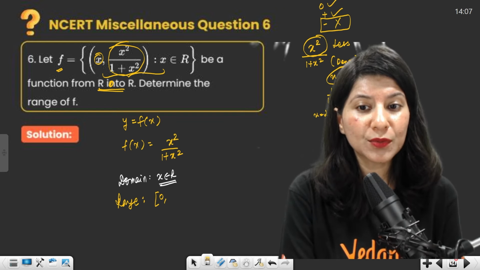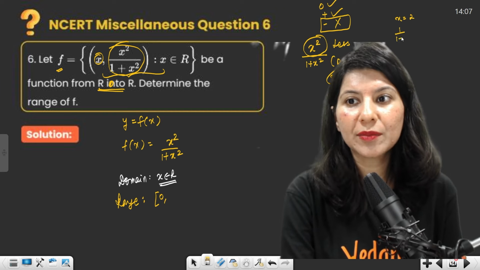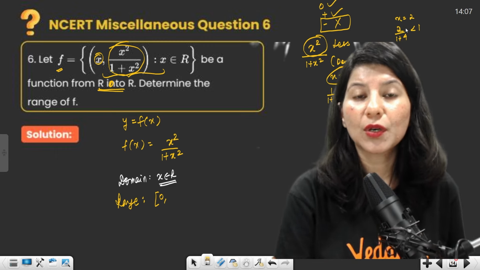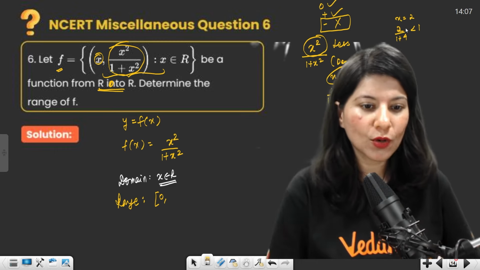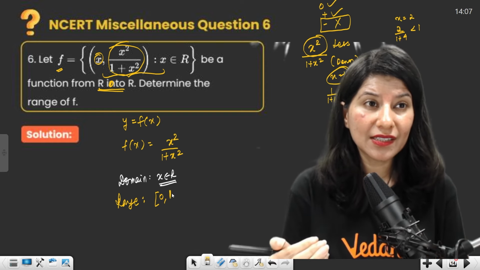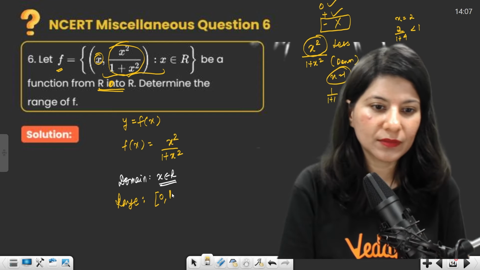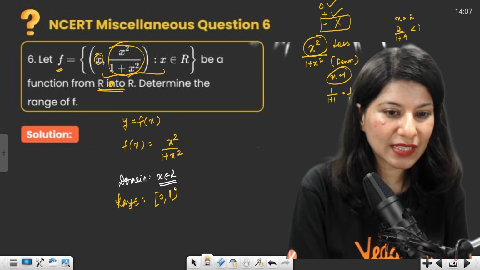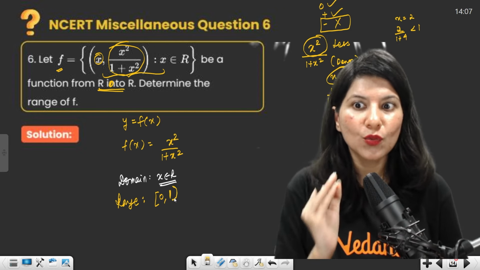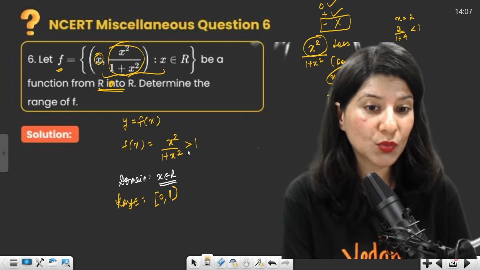So put x equals 2, then also you will realize: 4 upon 1 plus 4, so again less than 1. Because the numerator is lesser than the denominator, the overall fraction will become less than 1. So that's why the range starts at 0, closed, up to 1. It can never surpass 1. This expression cannot be greater than 1, and cannot be equal to 1 as well.